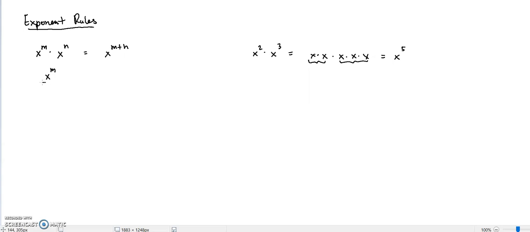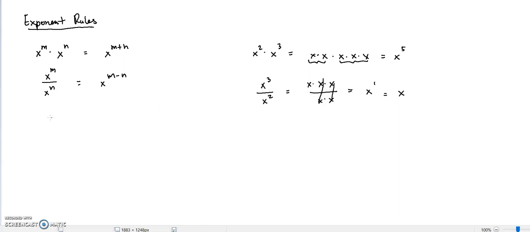Okay, and then if we've got a fraction, we're going to subtract the exponents. For example, if we have x cubed over x squared, we've got 3 on top and 2 on the bottom. 2 of them cancel out. So basically we're taking the 3 that are on top and taking away the 2 on the bottom, and we get x to the 1, or just x. 3 minus 2 would be 1 left over. We have 1 x left on top.